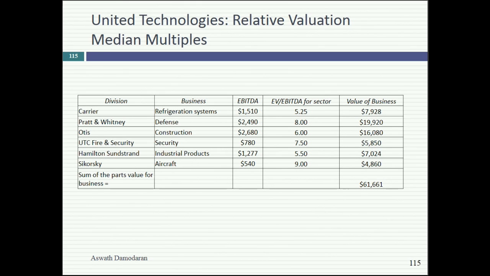You multiply each business's EBITDA by the average for the sector, and you come up with an estimated enterprise value for each of the 6 businesses. You add them all up. The value you get is $61.7 billion.